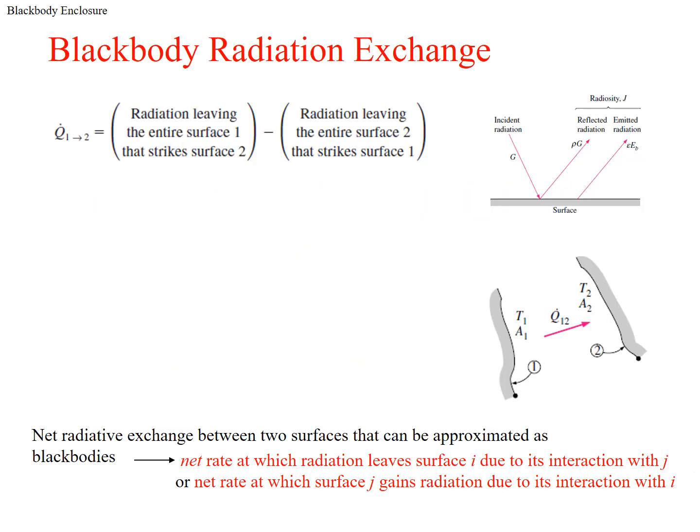First, we want to talk about blackbody radiation exchange. This is exchange of radiation between two surfaces, let's say 1 and 2. We define it as Q1 to 2 as shown here, as radiation leaving the entire surface 1 that strikes surface 2 minus radiation leaving the entire surface 2 that strikes surface 1. So it's kind of the net radiation between the two surfaces.